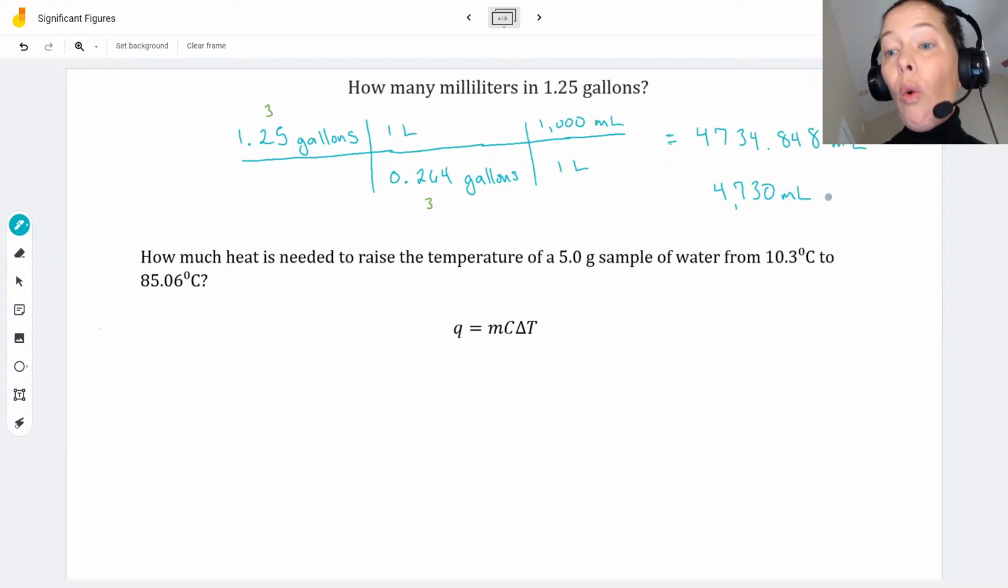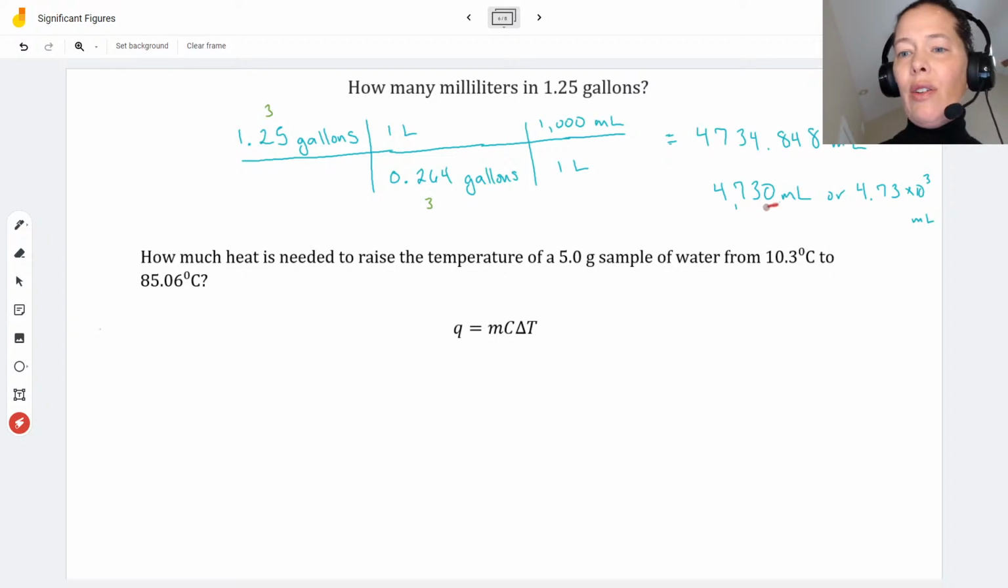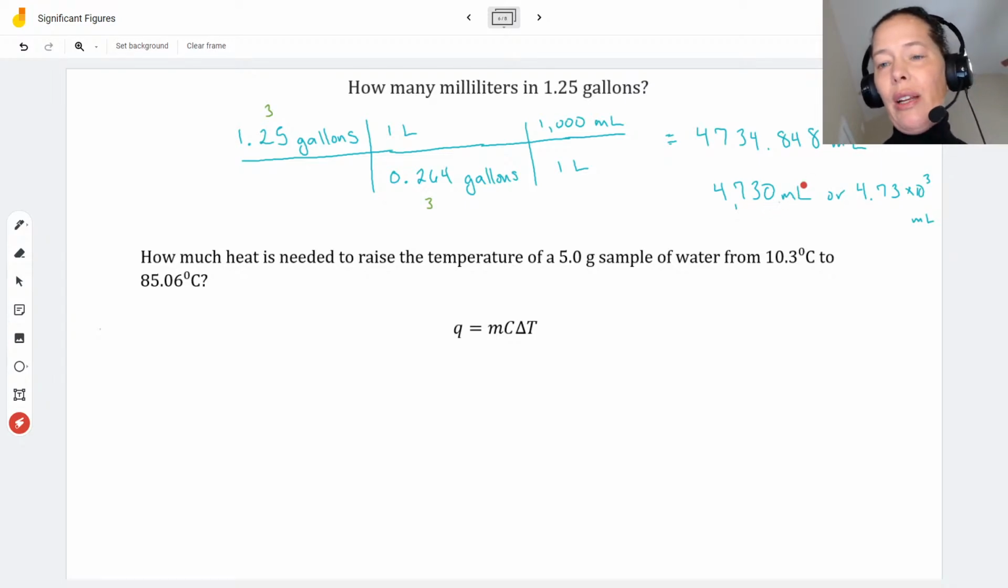milliliters. Or, of course, I can convert this into scientific notation. It's totally fine. And that would be 4.73 times 10 to the, I have to move it 1, 2, 3, 10 to the third milliliters. Again, either one is fine. Oops. This 0 is not significant because it's not to the right of the decimal, even though it is to the right of a significant digit.